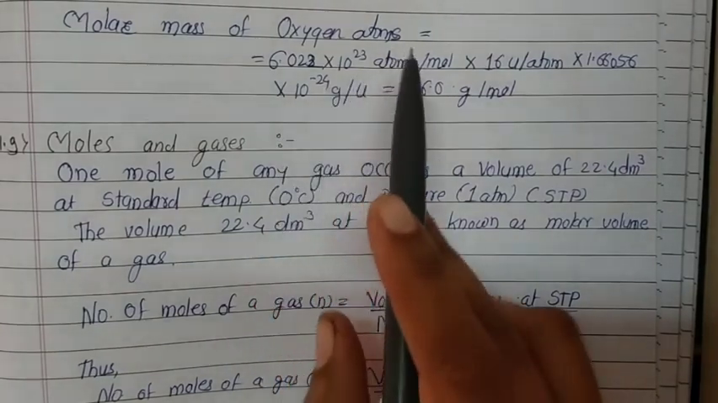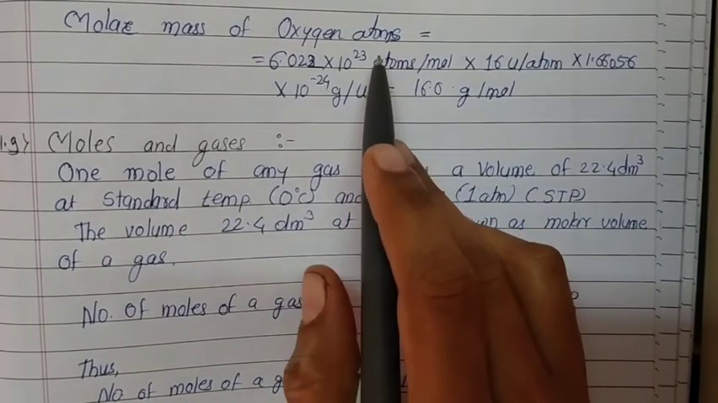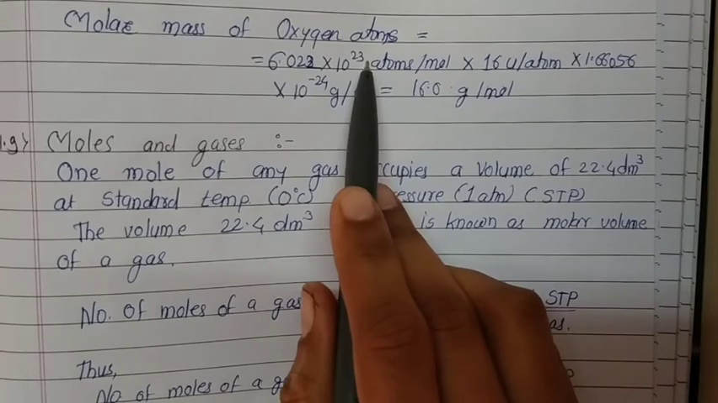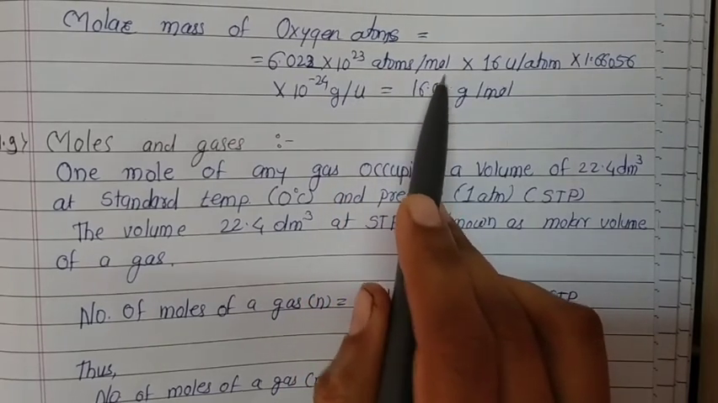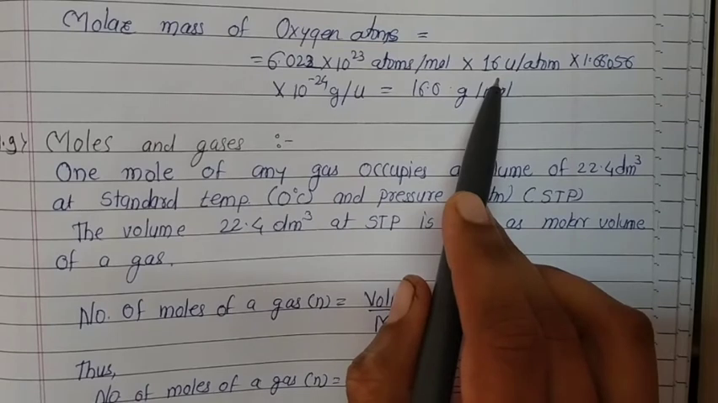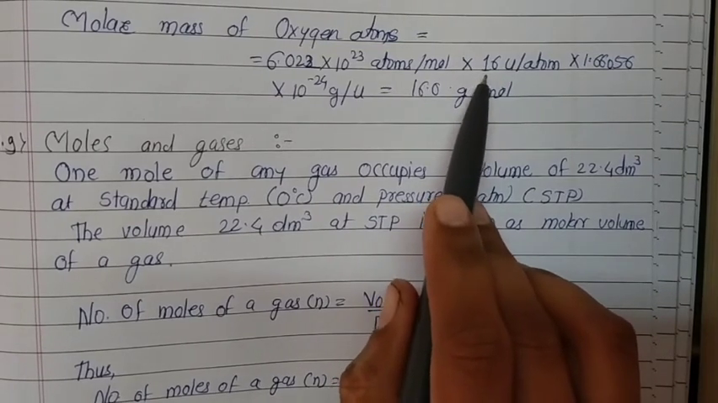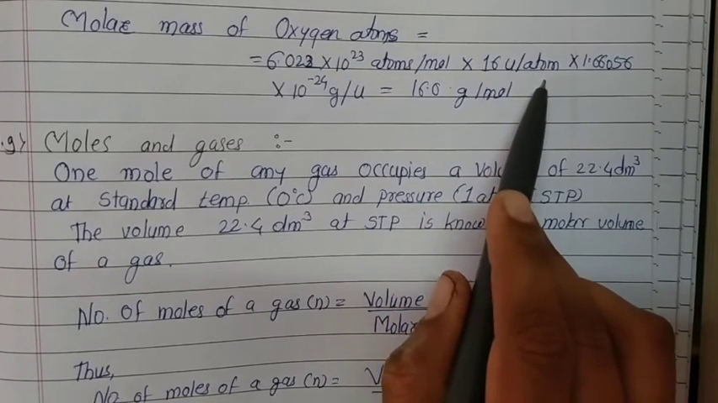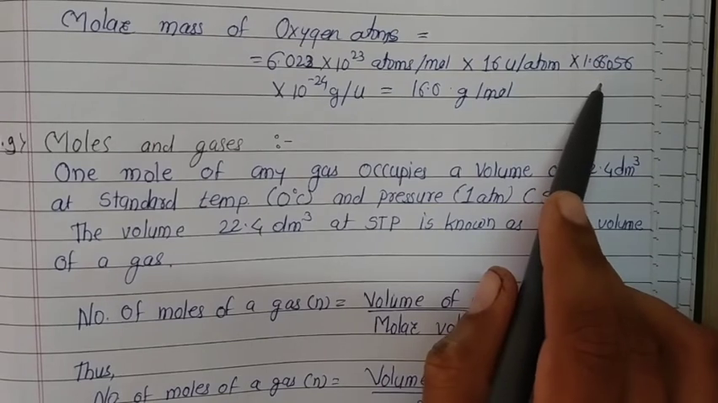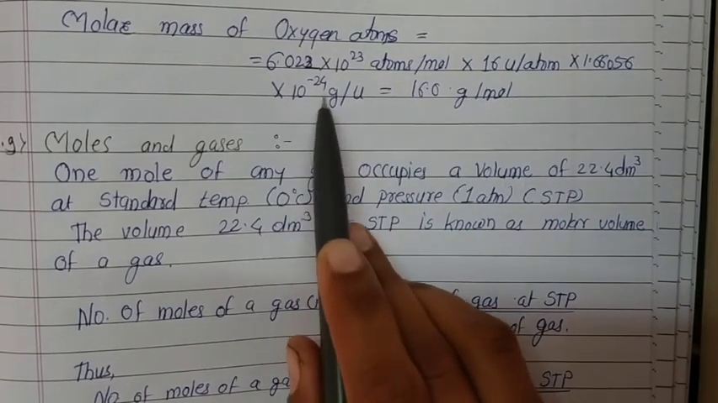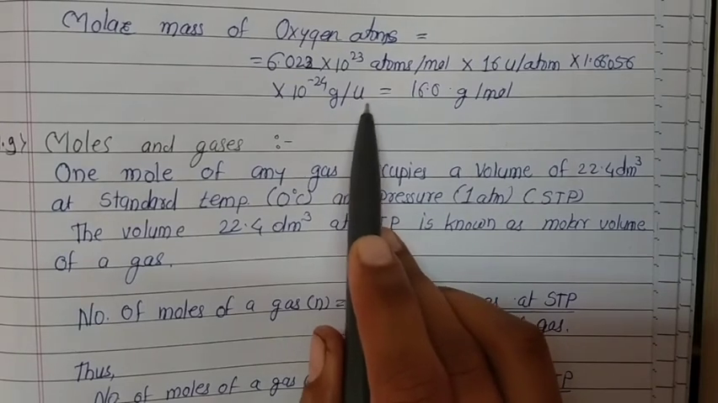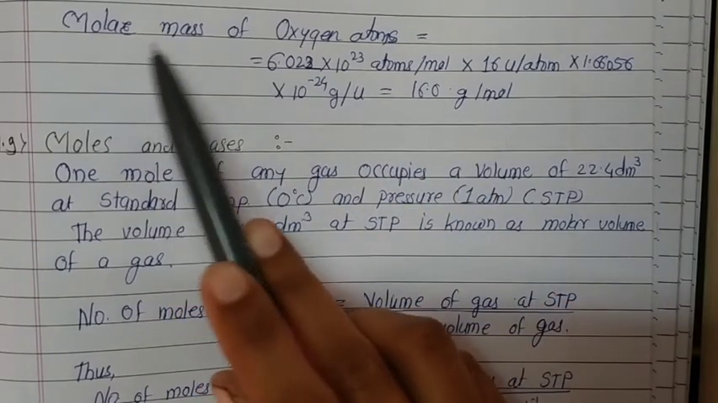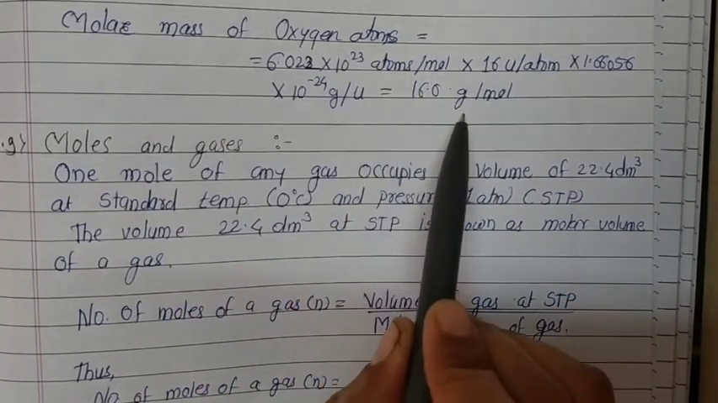Now the molar mass of an oxygen atom. Now an atom is there, so 6.022 × 10^23 atoms per mole times 16, which is the atomic mass. Atomic mass is 16 u per atom, that is unified mass per atom, times 1.66056 × 10^-24 gram per u. It gives the value 16.0 gram per mole. This means the molar mass of an oxygen atom is 16 gram per mole.